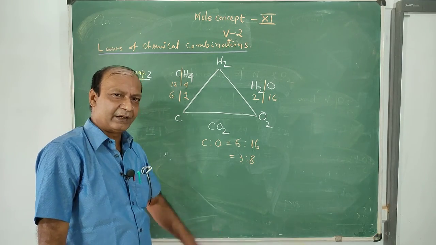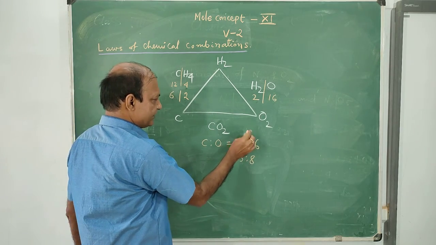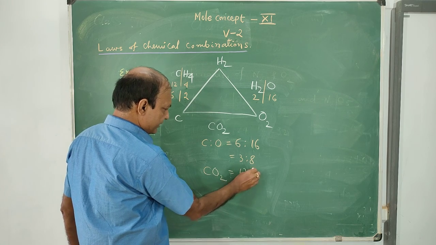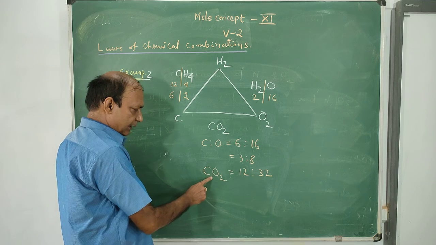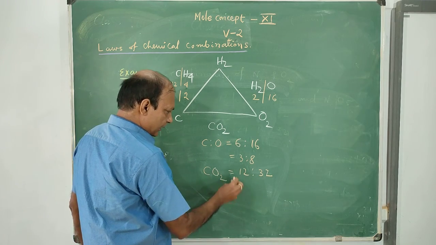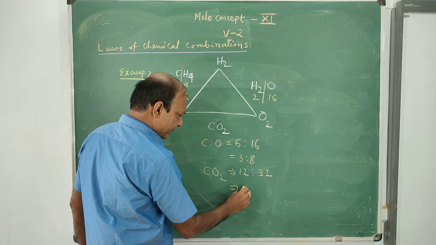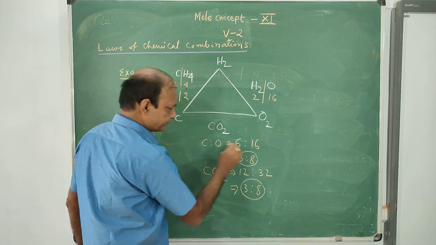Look at the combination. Now see this compound. In carbon dioxide, the ratio is 12 is to 32. Carbon is 12, oxygen is 32. So by simplifying it, dividing by 4, you are getting the same ratio. Look at this.